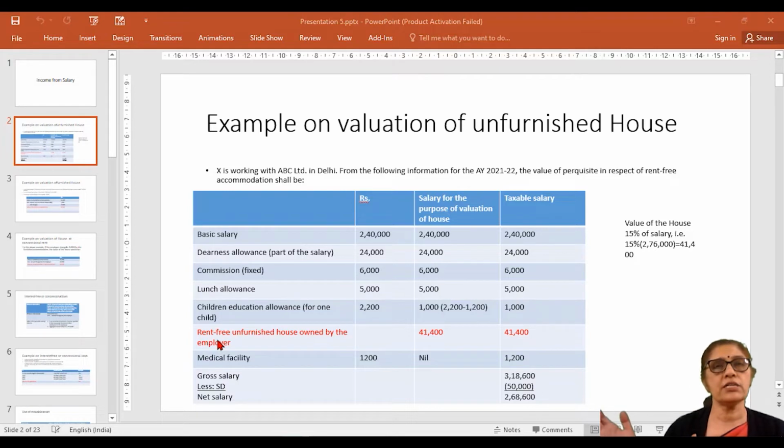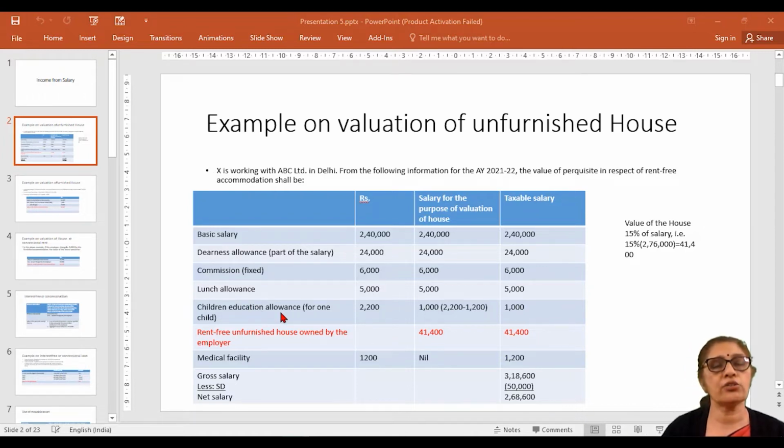So we shall simultaneously do the calculation of net salary and how we value. We have some allowances and we also have perquisite on account of house. So for taxable salary, your basic 240, it will be taken as 240. DA, part of the salary or not part of the salary, it's always calculated for valuation, 24,000. Commission, fixed, 6,000. Lunch allowance, fixed, no exemption for lunch allowance, 5,000. Children education allowance for one child.